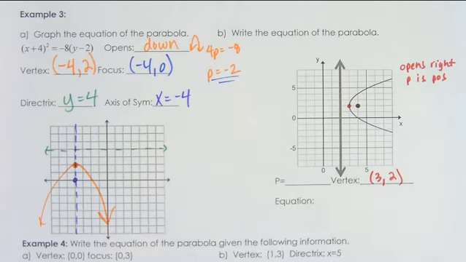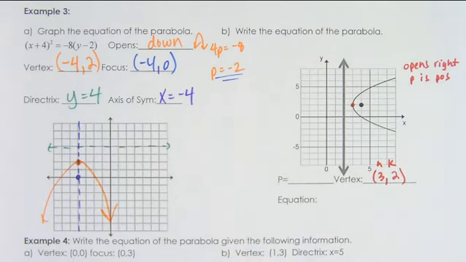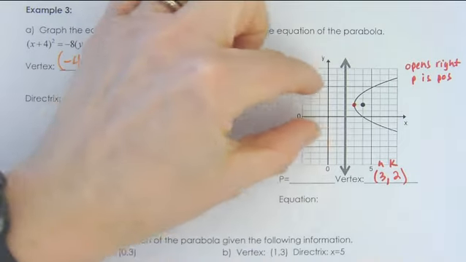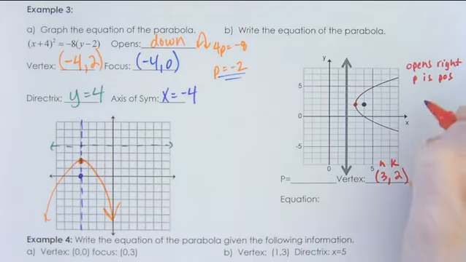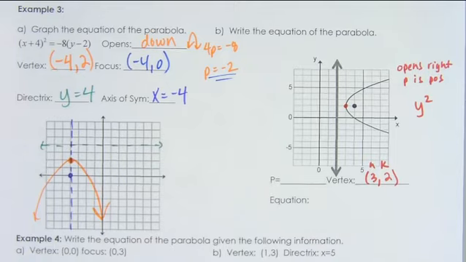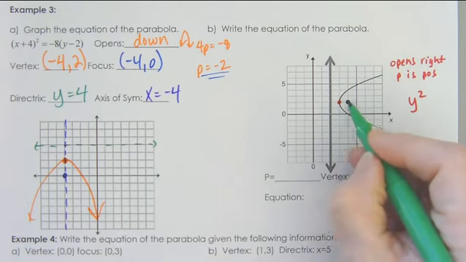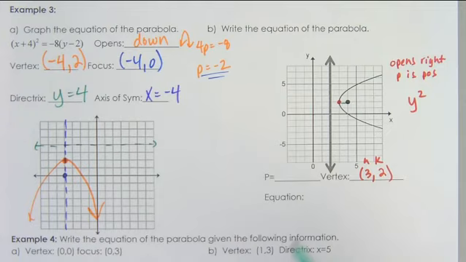1, 2, 3, so it goes over 3, and it goes up 2. So again, that's my h and my k value. Since it's opening to the right, that means that it's going to cross the y-axis twice, so I'm going to have a y² equation. To find p, again, you have to count how far it is from the vertex to the focus. That's only one space away.